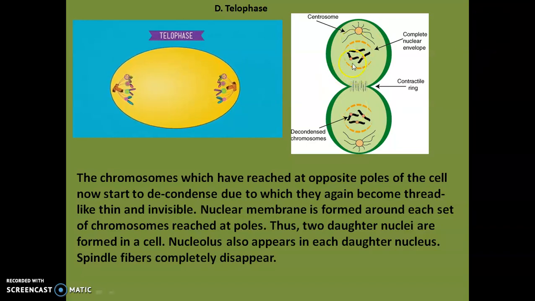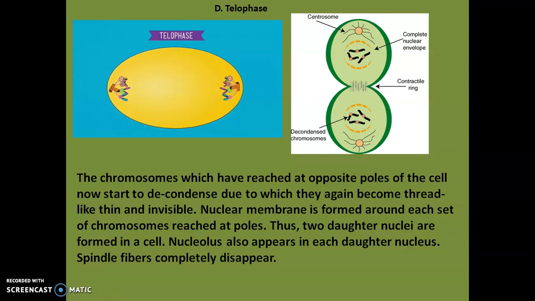Okay, so we can see in this diagram the formation of kind of two cells. Okay, the centromeres are there, complete nuclear envelope is there, decondensed chromosomes are there, and a contractile ring. Contractile ring means now the pulling will start so that they get separated from each other. Thus, two daughter nuclei are formed in each cell. So we can very clearly see the formation of two daughter nuclei.